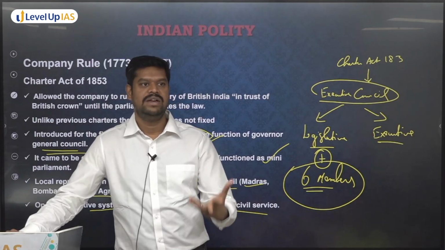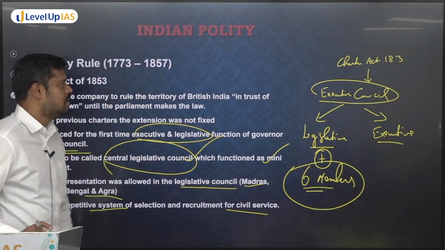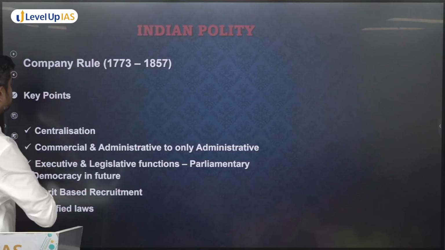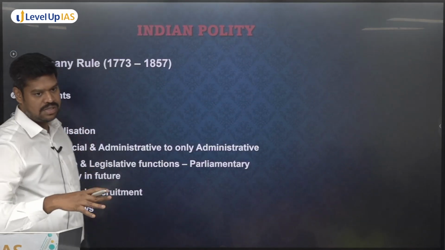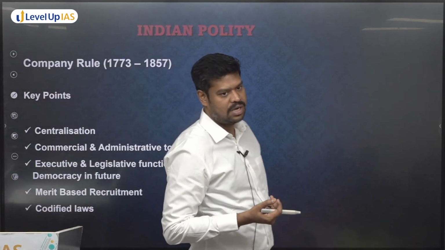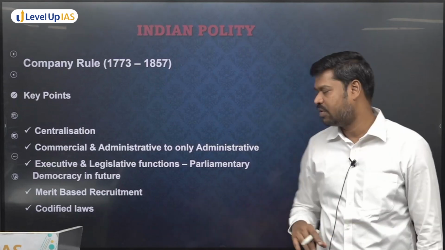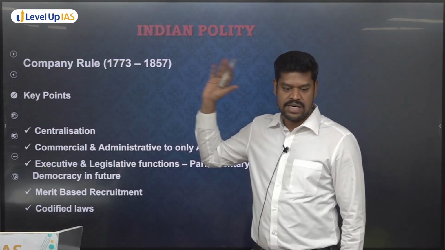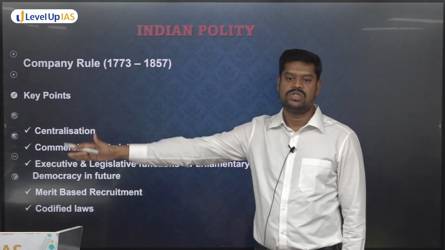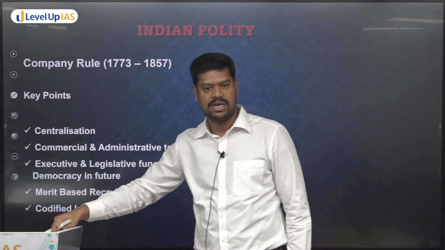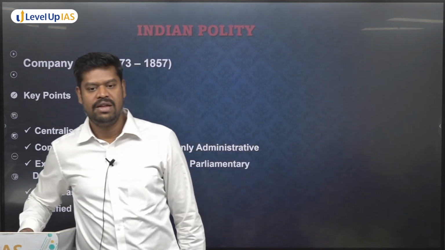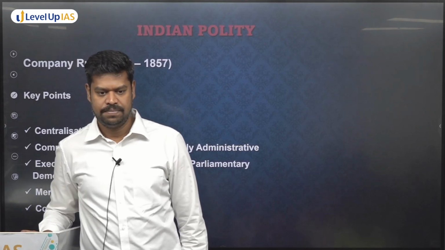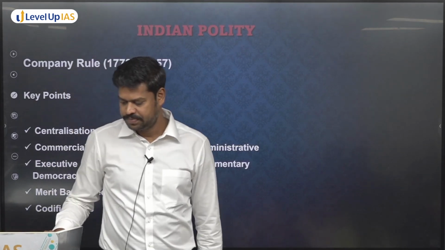So what are the major inferences that you can draw from the company rule is what we are going to discuss. These are the key points that you can carry forward from all these acts that you have seen till this point of time. One is, do you think that it has resulted in complete centralization? Throughout the course of the Company Act, it has resulted in centralization. Do you think in any way it has impacted the Constitution of India? How?